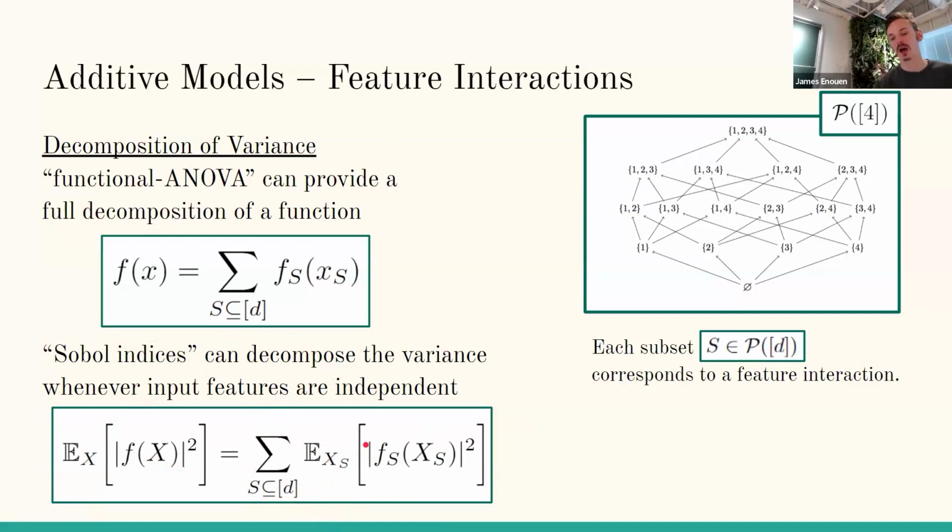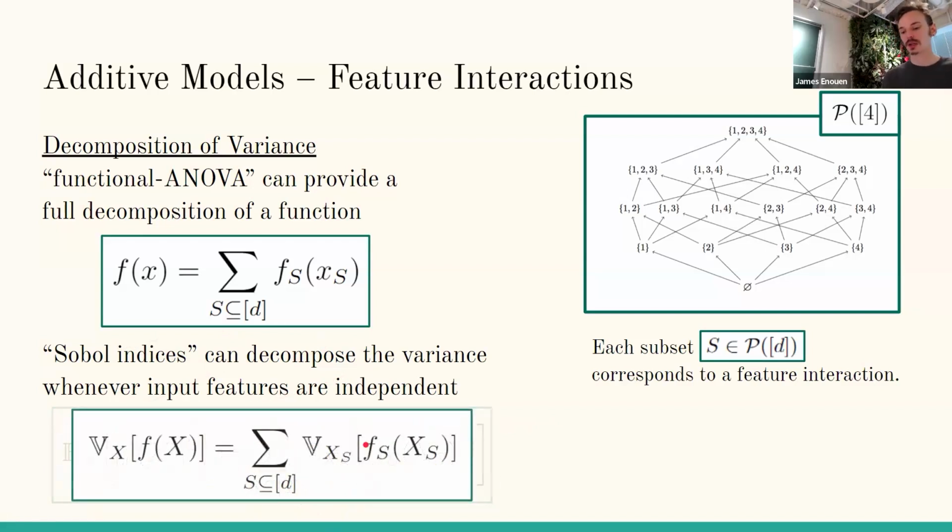So I'm writing it as the mean squared error, but we can write it as the variance equally well. So the variance of the original function is the sum of all the variances of the smaller functions. And this is in the case where the input features have to be independent. But in this case, we get a very clear-cut way to measure the strength of each feature interaction because all of the different components are split out exactly into what can be seen as a 1D feature interaction, a 2D feature interaction, etc.